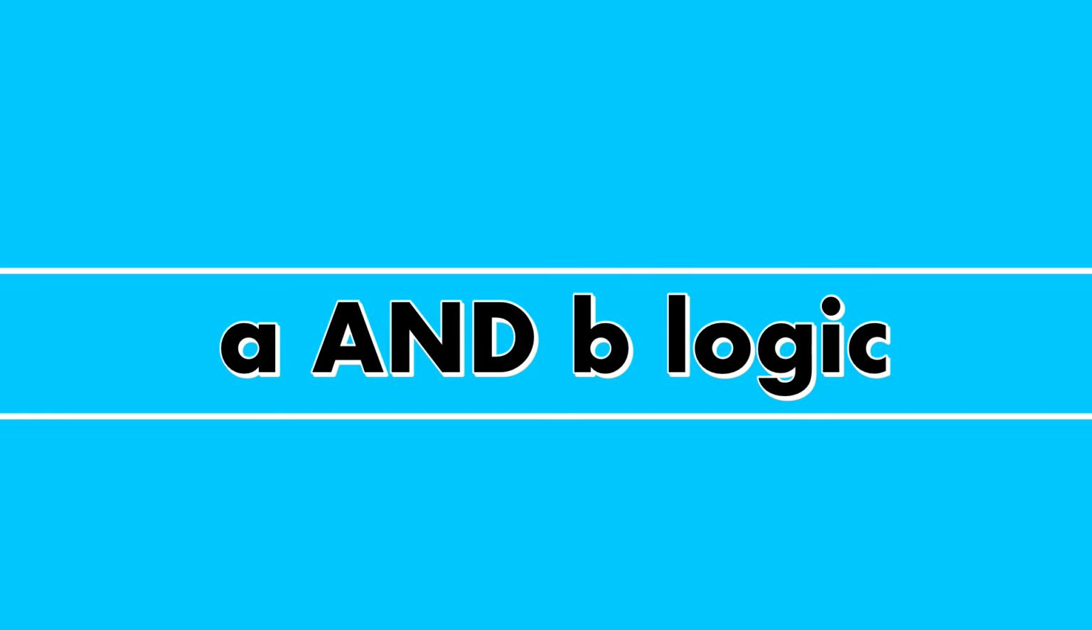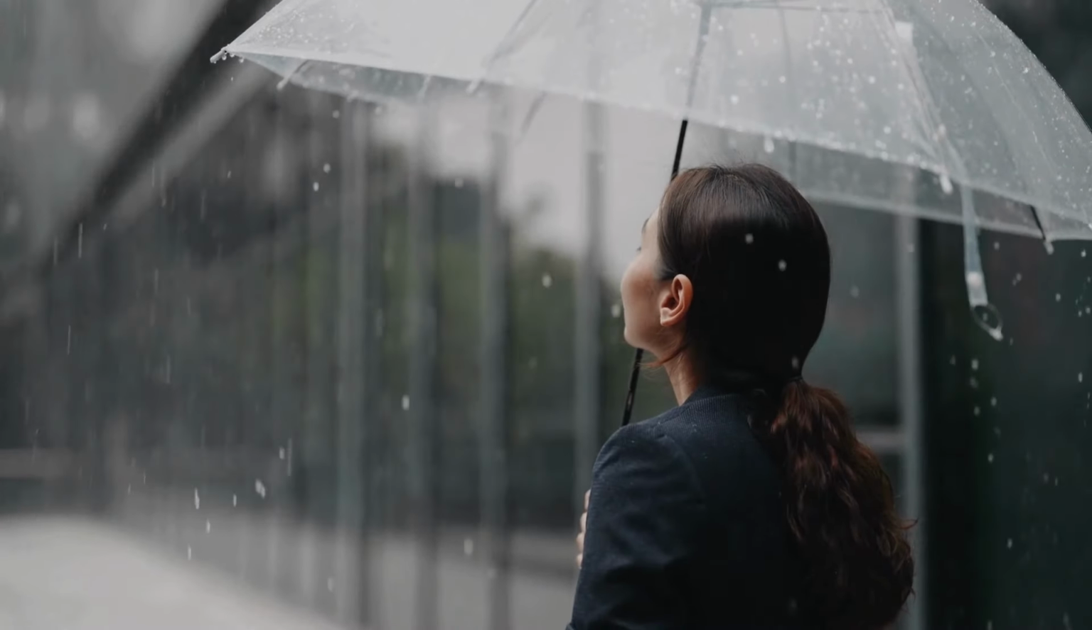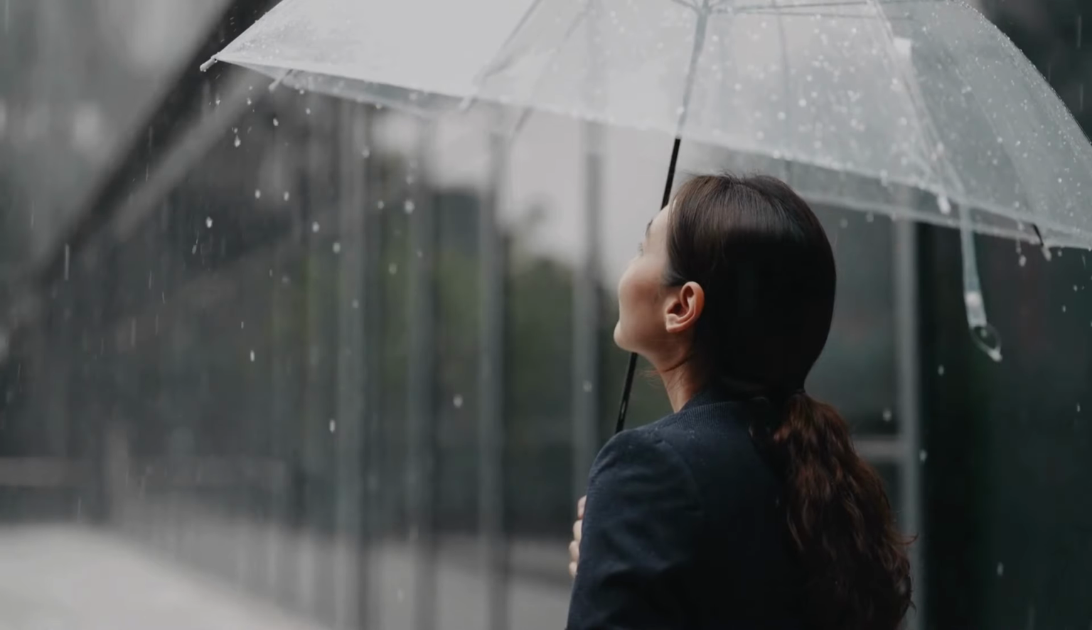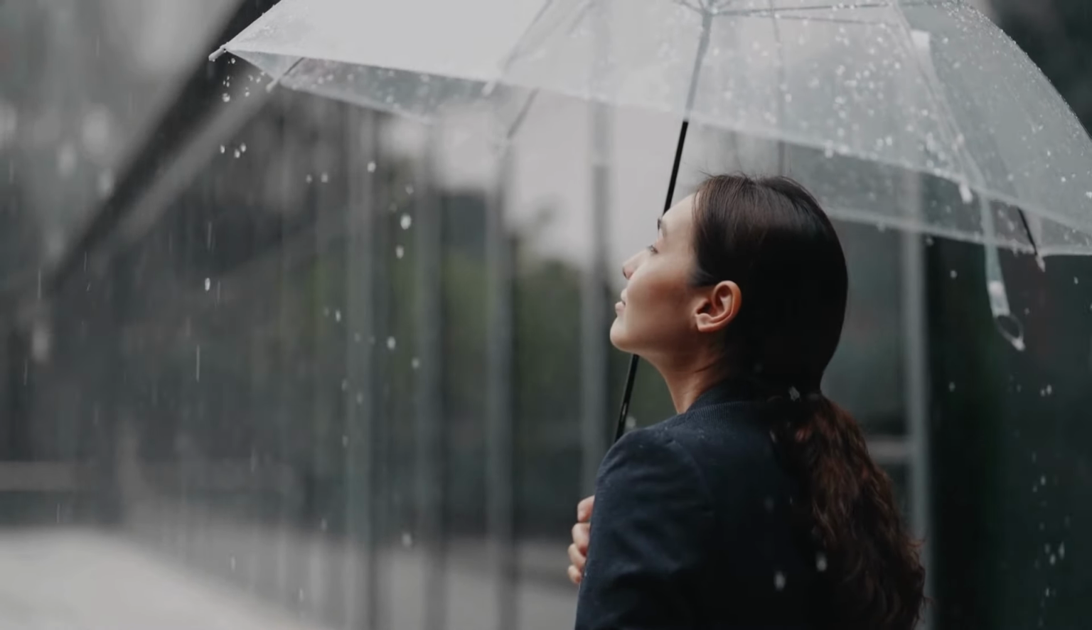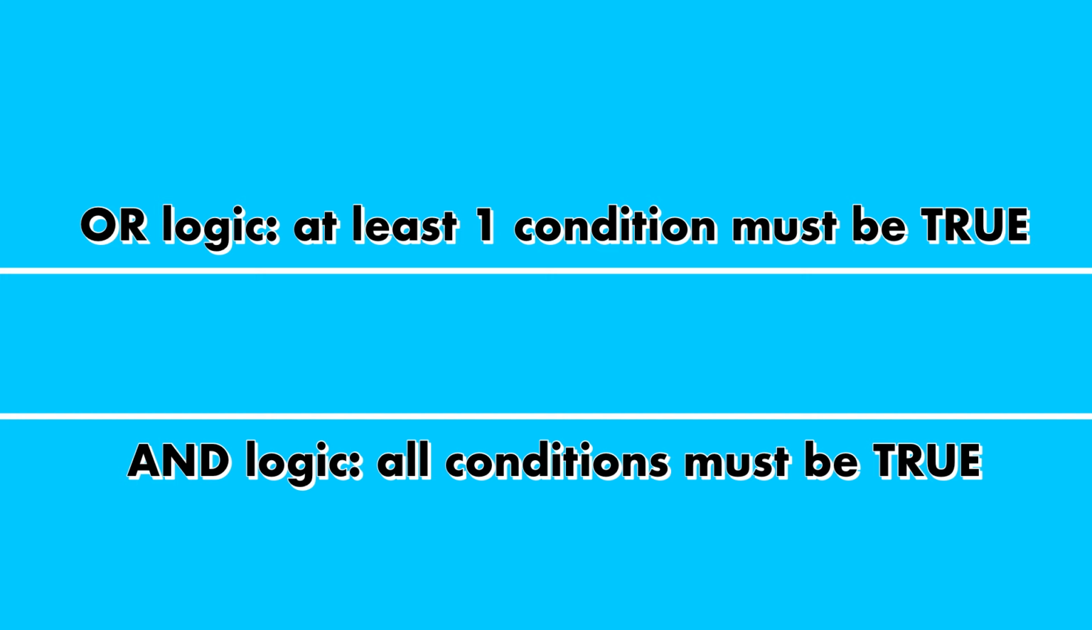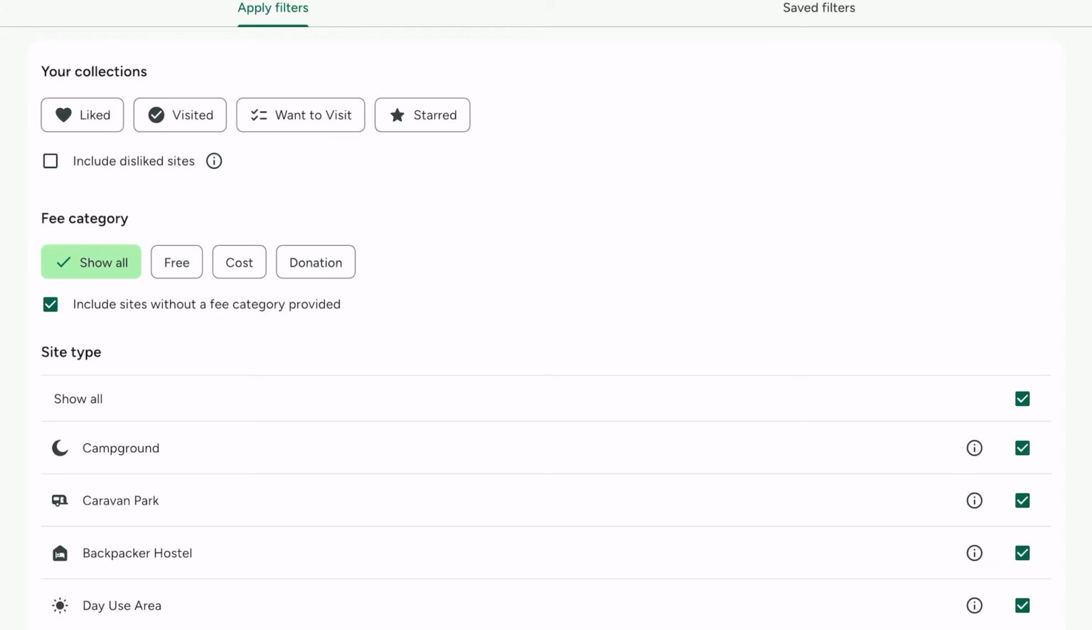If you apply and logic, you will only go outside if it is raining and you have an umbrella. This means you will only go outside if both conditions are true at the same time. In summary, or logic requires at least one condition to be true, and logic requires all conditions to be true.